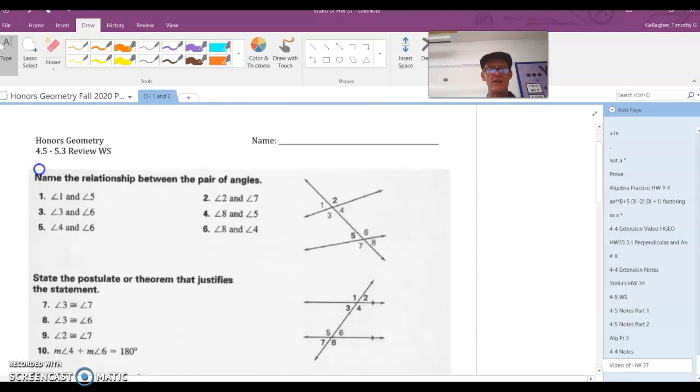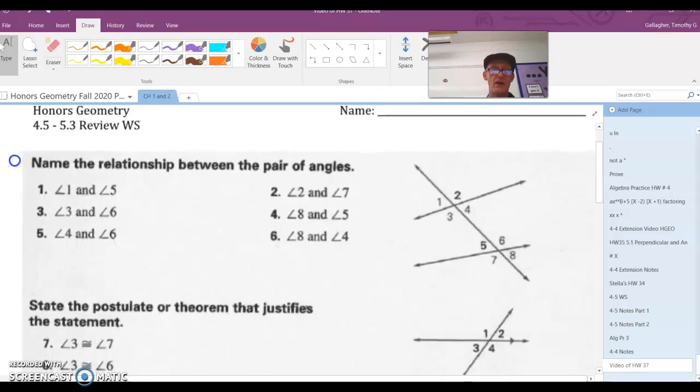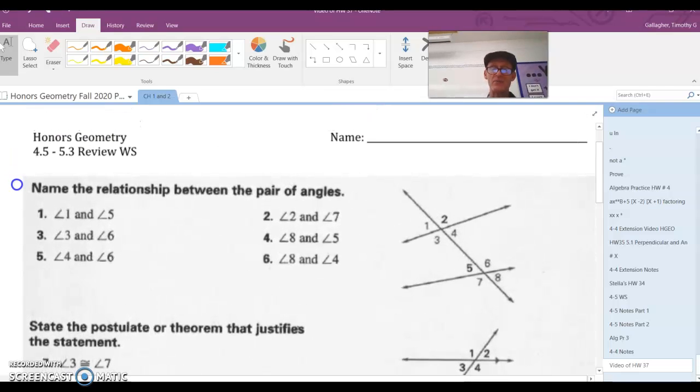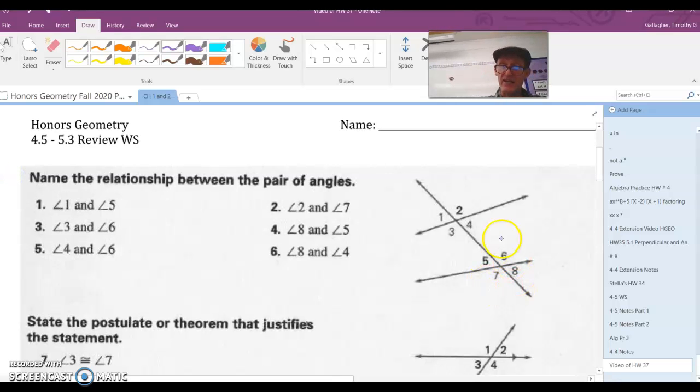Hi there. This is a 4.5 to 5.3 review worksheet, and it's mainly talking about the pairs of angles created by two lines and a transversal. So you can see the eight angles there, and we have to see what 1 and 5 are. Those are called corresponding angles. So we'll write CORRES, corresponding.